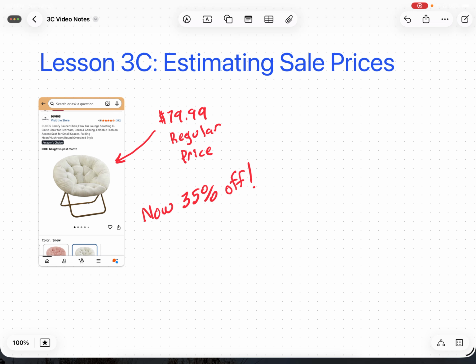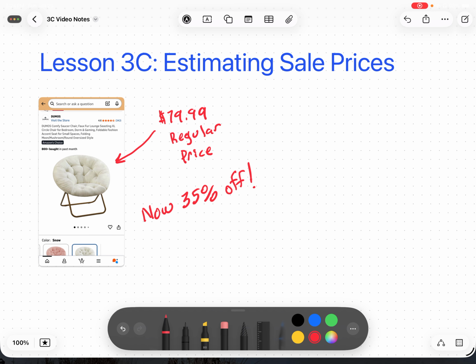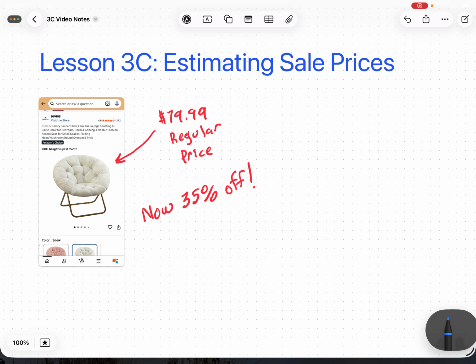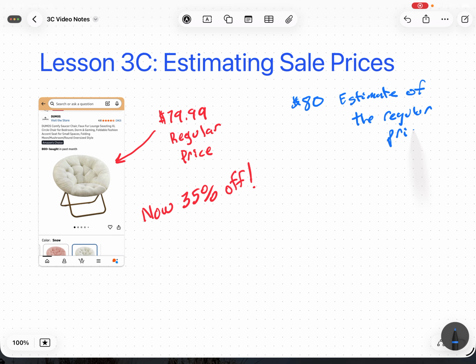Let me show you what I mean with this example of our chair. So first, let's round off that 79.99 to the nearest multiple of 10, which happens to be $80. So $80 is the estimate of the regular price. It's the rounded value. It's only 1 penny off, so it's pretty close.